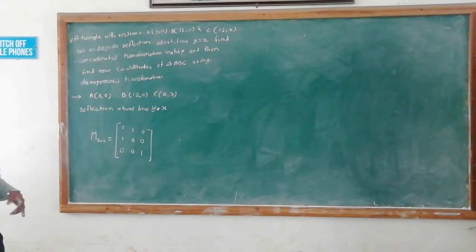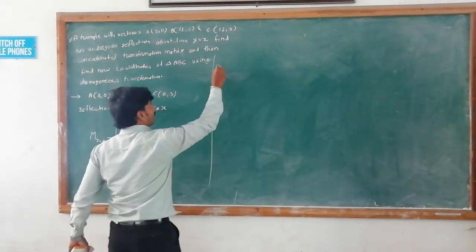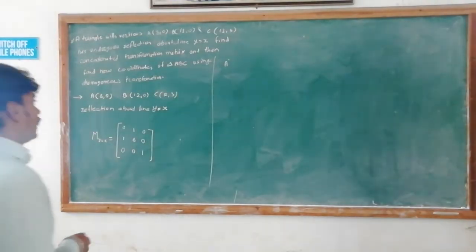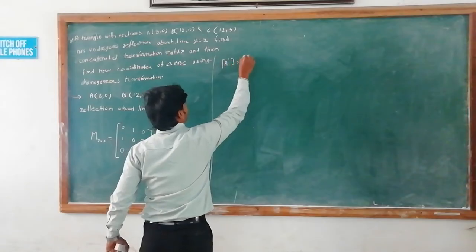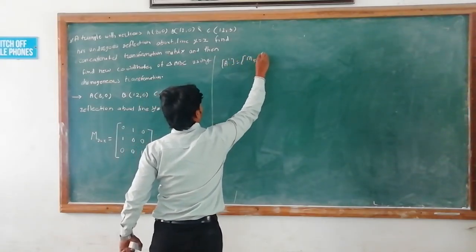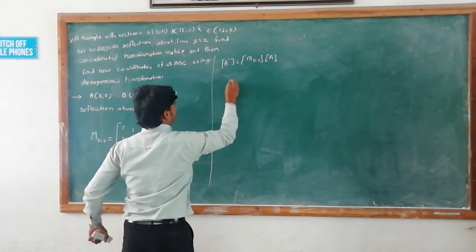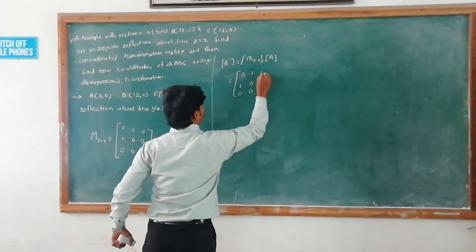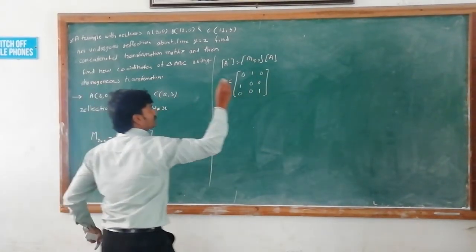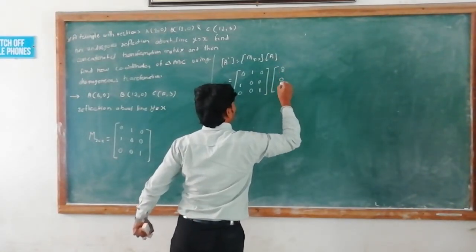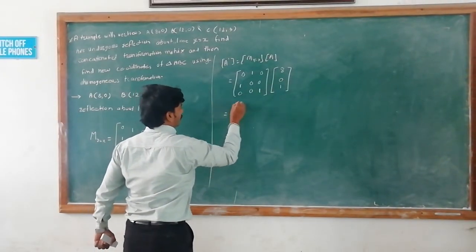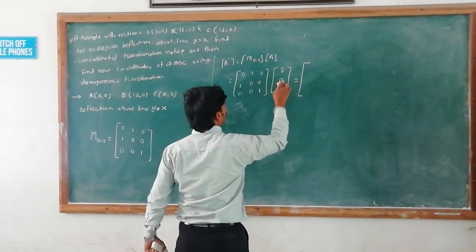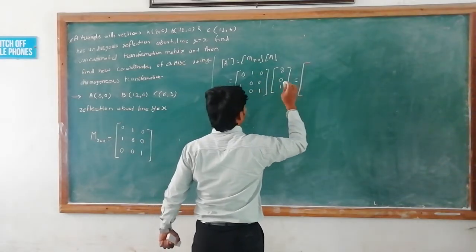And we have to find out the new coordinates of the points A, B, C. So to find the new coordinates of the point A, we mark the new position of the point A as A dash, and A dash is equal to M y is equal to x into A. So this matrix is equal to 0, 1, 0, 1, 0, 0, 0, 0, 1. The coordinates of the point A is 8, 0, 1. Okay, so we can take the multiplication of this.